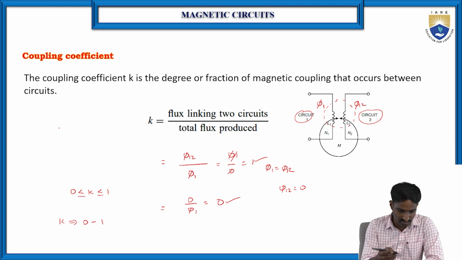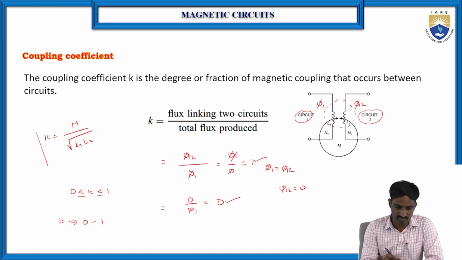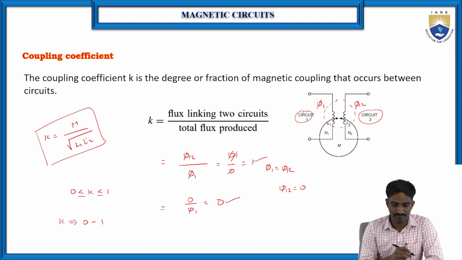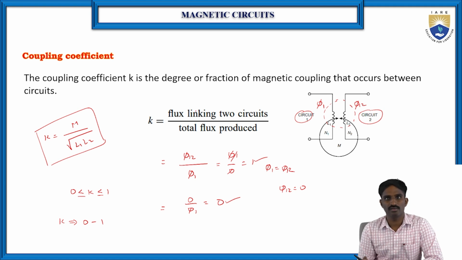So let me write it first: the coefficient of coupling k is equal to the mutual inductance M by square root of L1 into L2. So this is the equation that we have discussed in the previous class. Then how do we get this equation? In today's class we are going to derive this equation. So how can we derive it from the concept of coupled circuits?